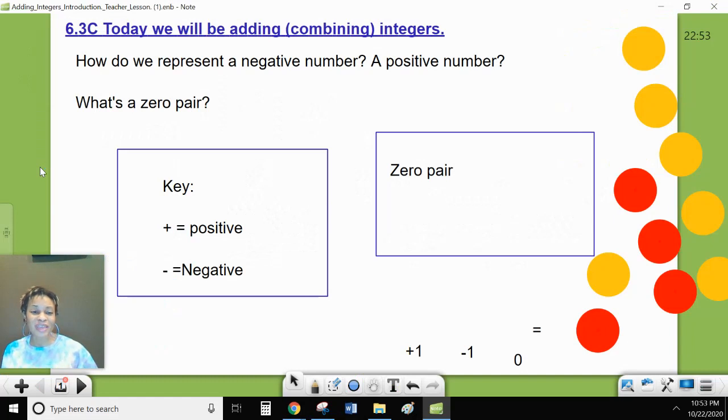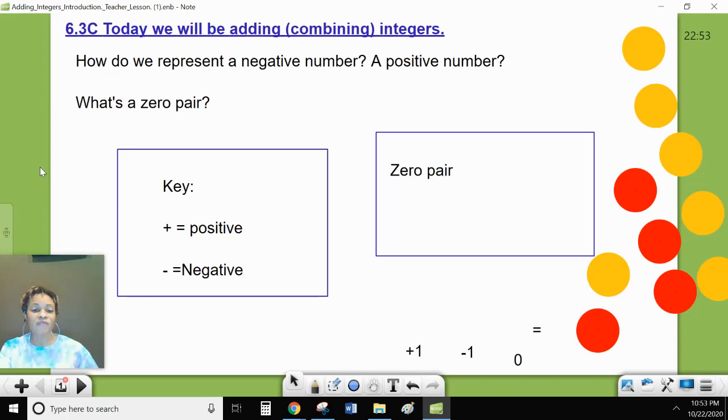Today we're going to be looking at TEK 6.3c, which says, I can represent integer operations with concrete models and connect the actions with models to the standard algorithm. So our first question of the day is, how do we represent a negative number and how do we represent a positive number when we're talking about concrete models?